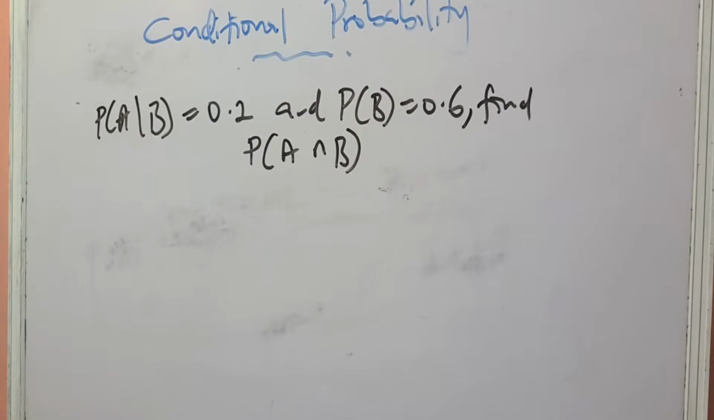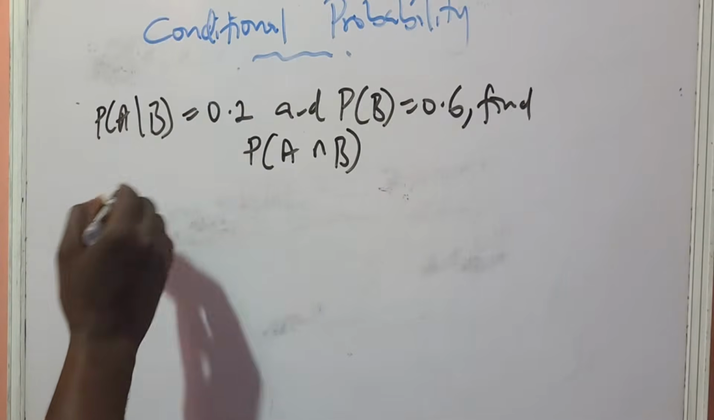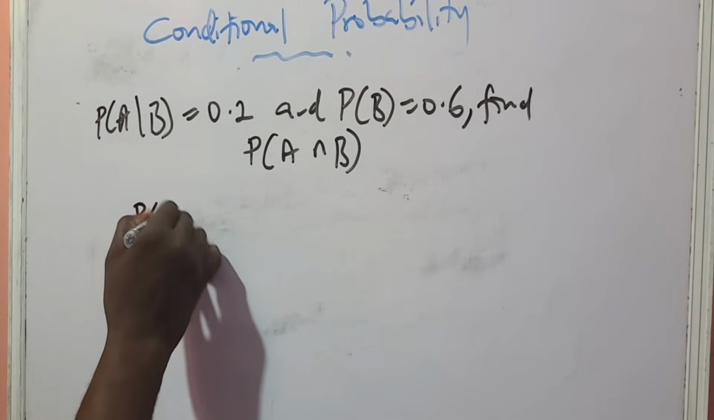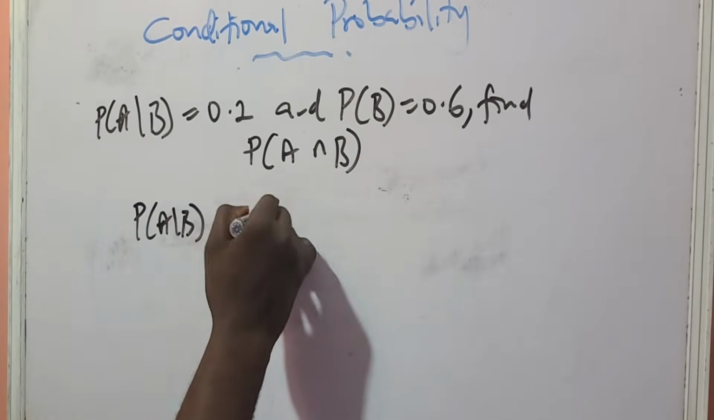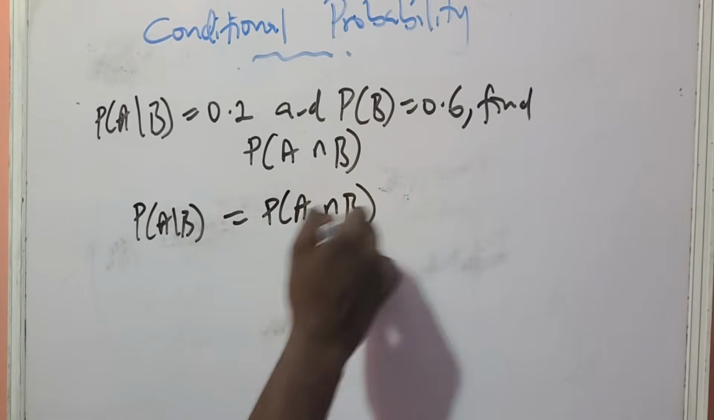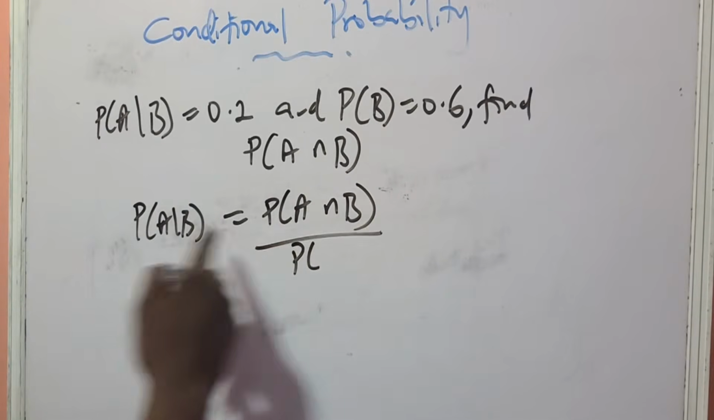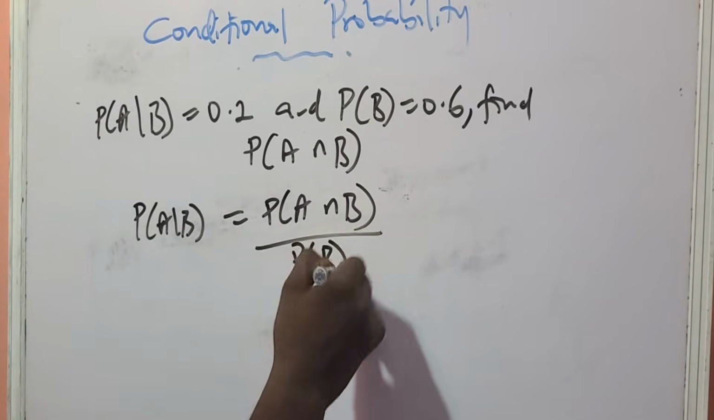Okay, what's the answer? 0.12. A lot of people are writing 0.12. Let's see how we go about that. So we're given the probability of A given B. Well, of course, you know the probability of A given B is given as the probability of A intersection B over the probability of, in this case, B.